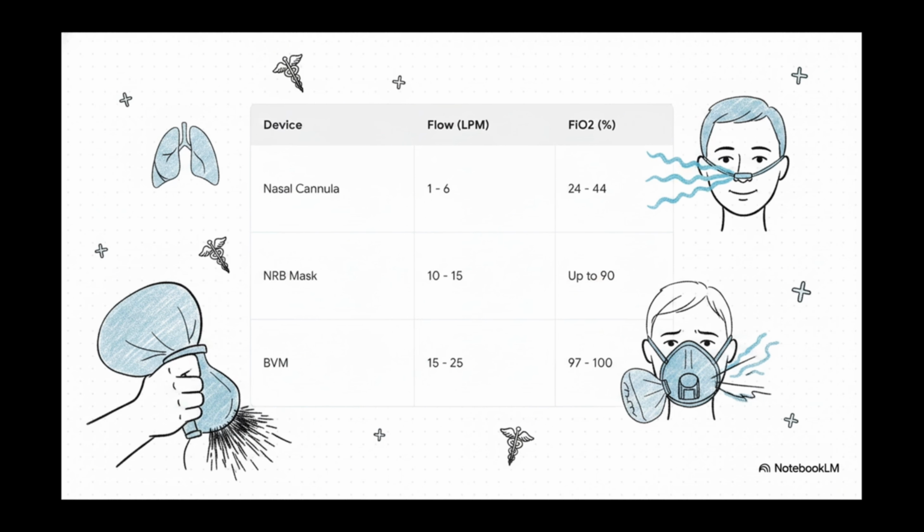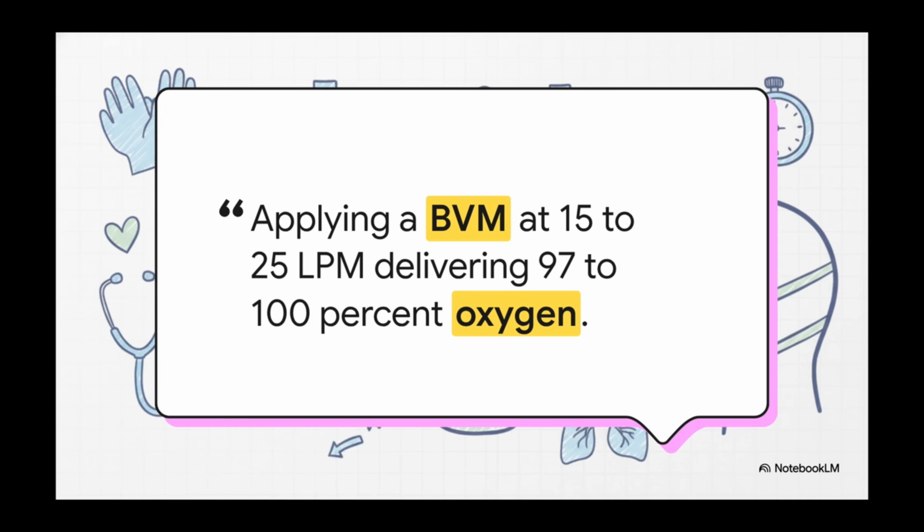When a medic is standing over a patient in total respiratory failure, maybe during a high-stakes graded scenario, this is the definitive action. They have to state loud and clear, "I am applying a bag valve mask at 15 to 25 liters per minute, delivering 97 to 100% oxygen." It leaves absolutely no ambiguity. They are taking complete control of that patient's ventilation with the maximum possible oxygen delivery.